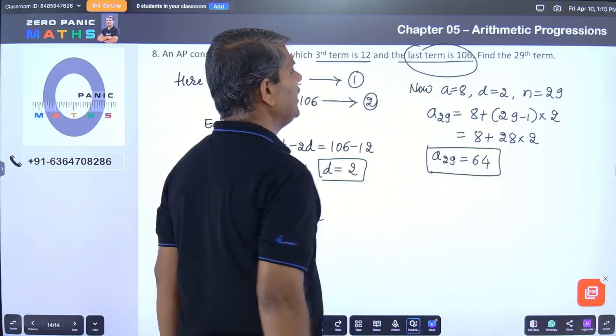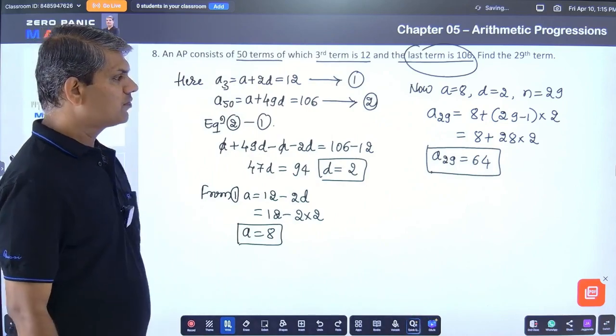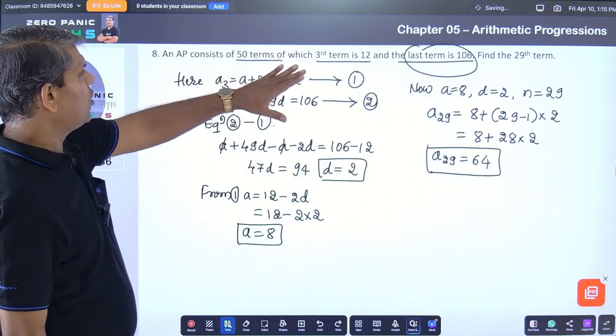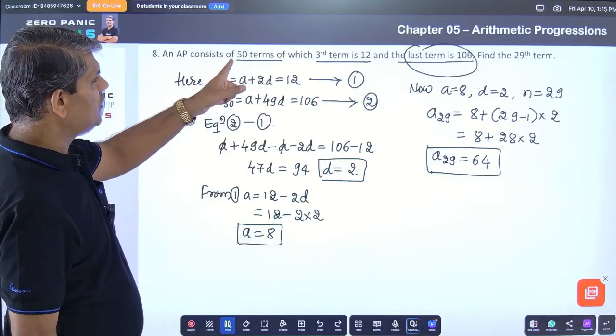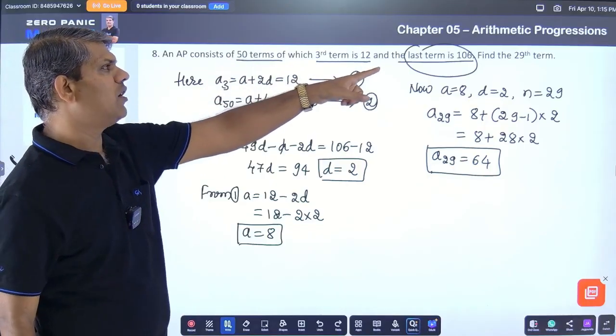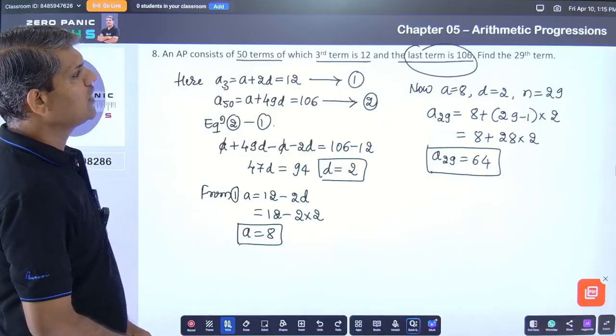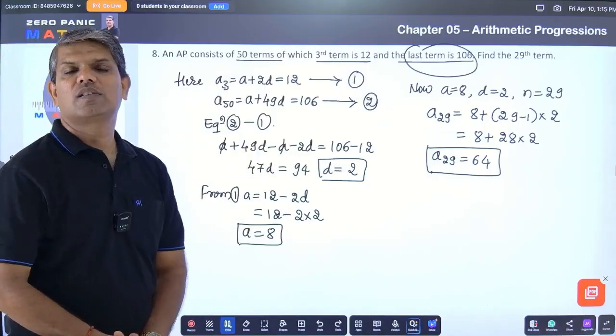So the 29th term in the arithmetic progression that contains 50 terms, whose third term is 12 and the last term is 106, is 64.